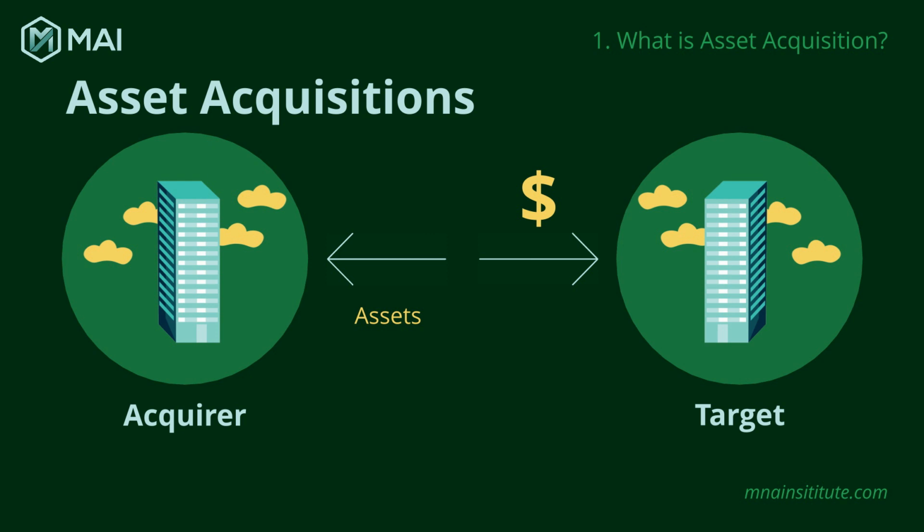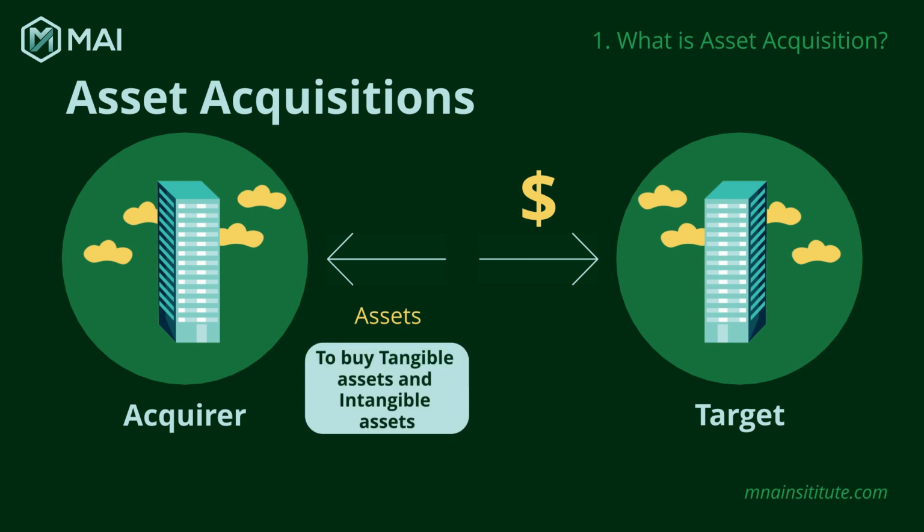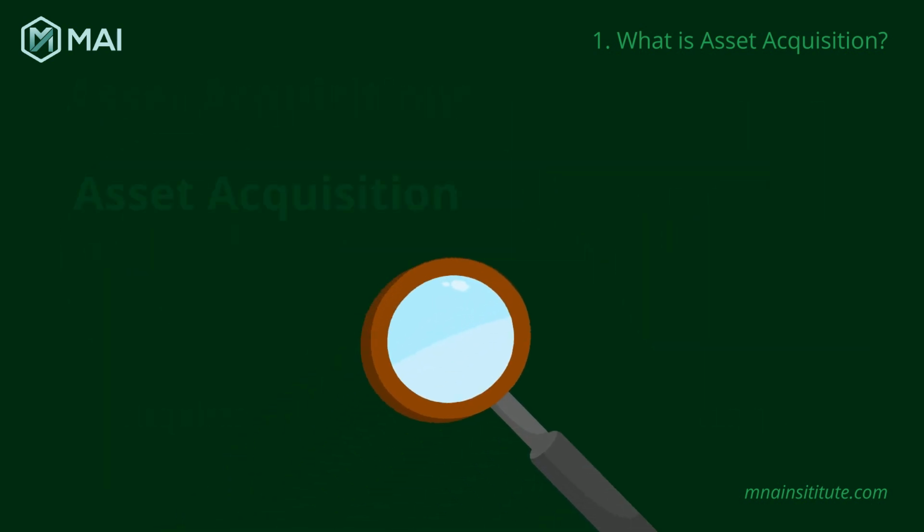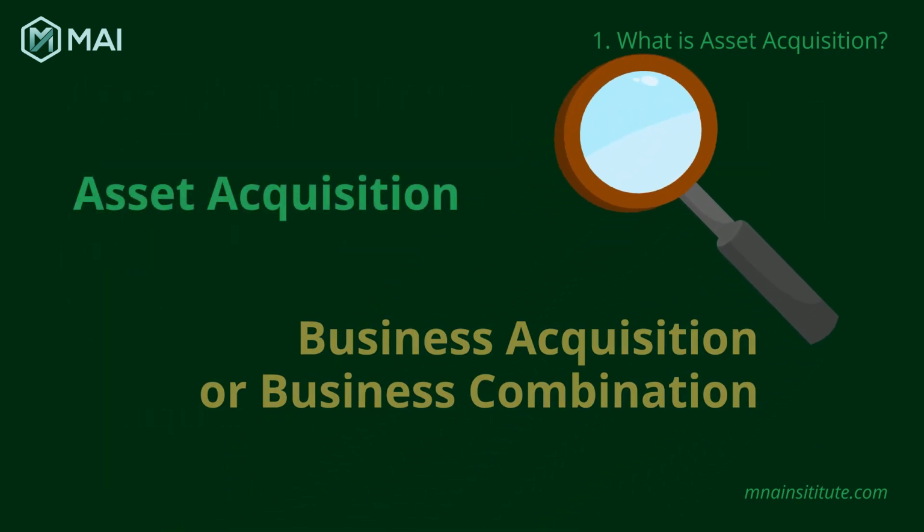There are two main ways to purchase assets. One is to buy only assets which are tangible or intangible, and the other is to buy a specific business belonging to the seller's company. We refer to the former as asset acquisition and the latter as business acquisition or business combination.